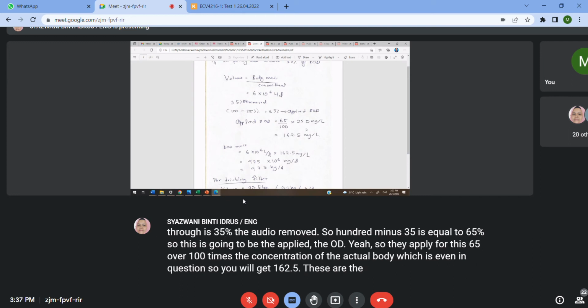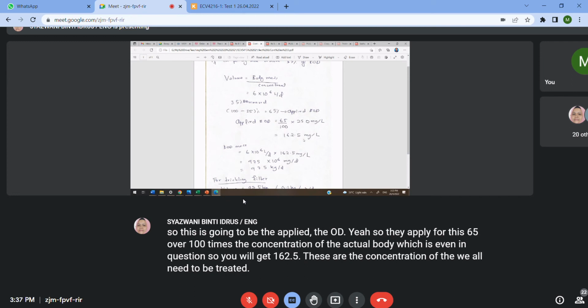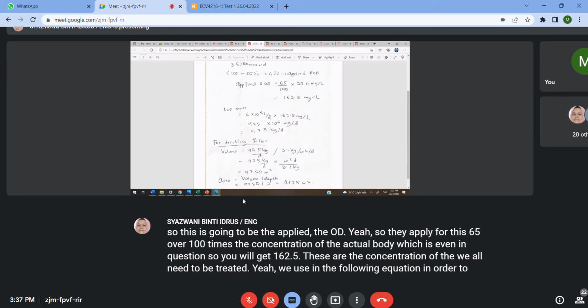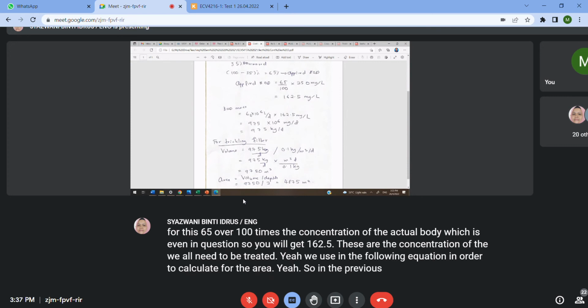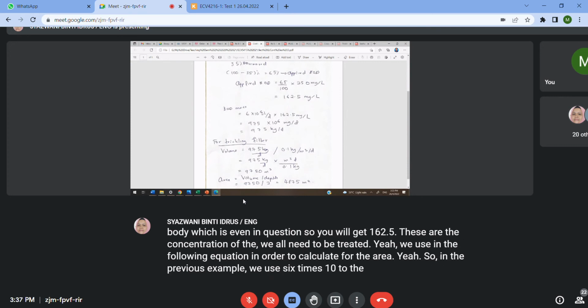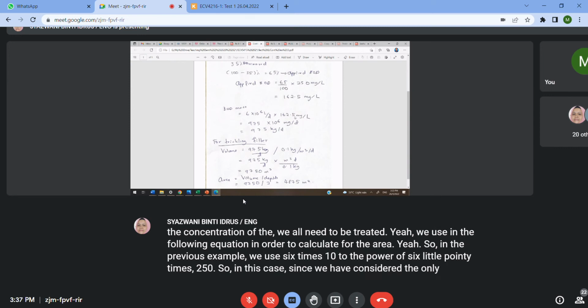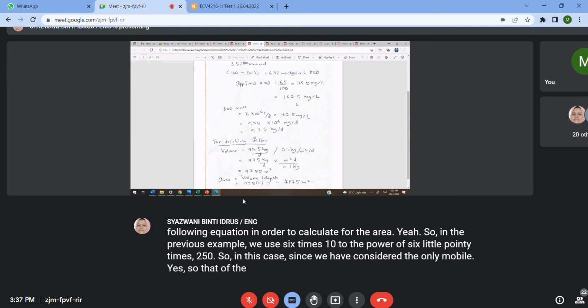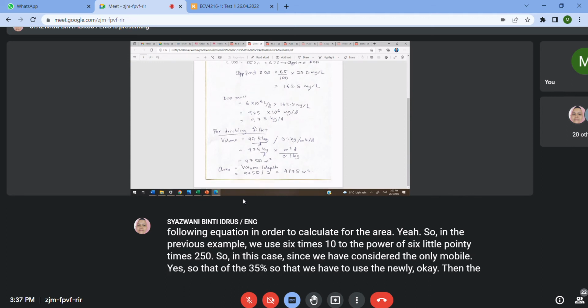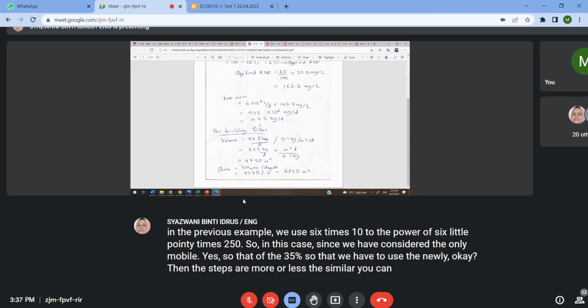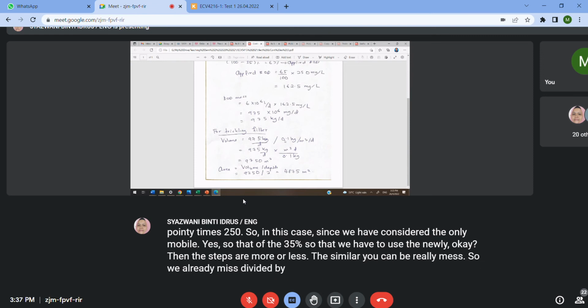This is the concentration of the BOD to be treated, to be used in the following equation in order to calculate the area. So in the previous example, we used 6 times 10 to the power of 6 liters per day times 250. In this case, since we have considered the BOD removal of 35%, we have to use the new BOD. Then the steps are more or less the same. You can get the BOD mass, divided by the BOD loading, and you will get about 9750.